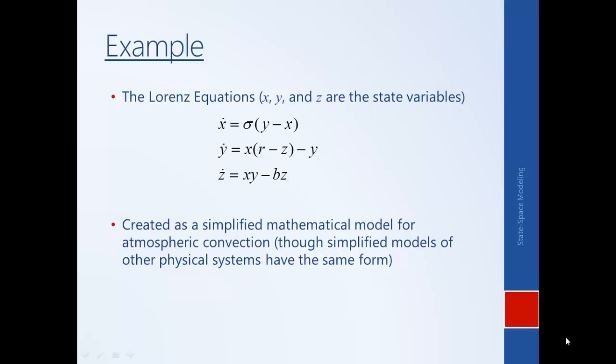They were originally generated as a simplified mathematical model for atmospheric convection. But other physical systems have simplified models of the same form. And so in this case, x, y, and z are the state variables, and sigma, r, and b are constants, or coefficients that represent some physical parameter. So this system is in state space form. Each of these differential equations is a first-order differential equation. The derivative of the one state variable as a function of the other state variables, and so on.